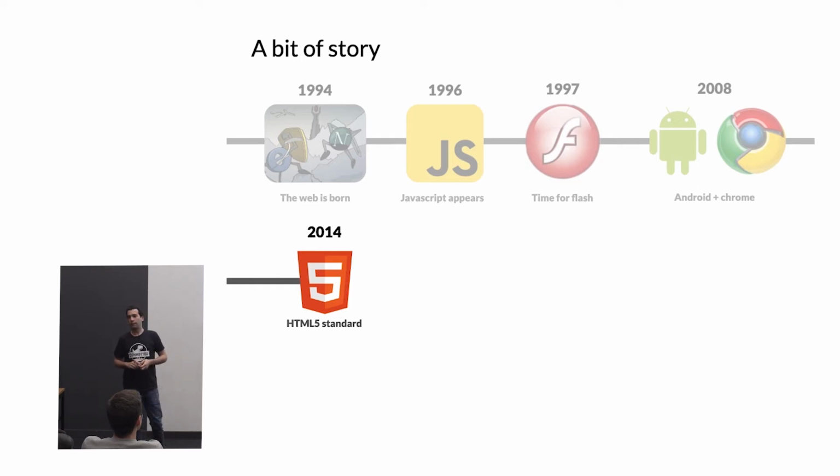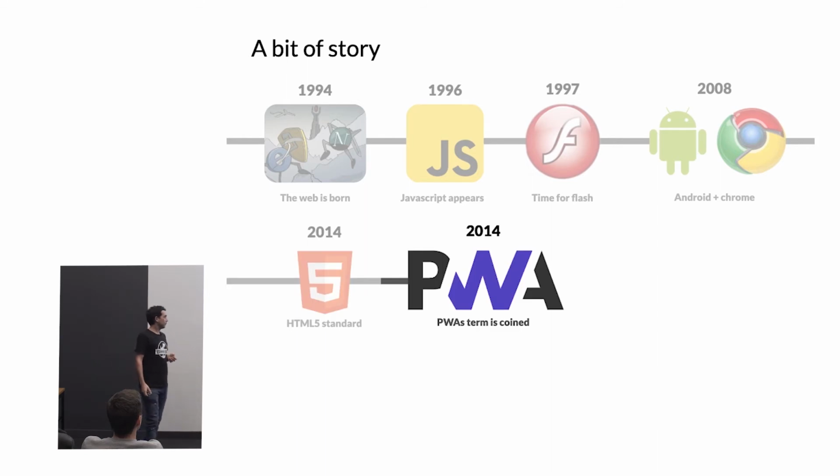2014 was the year when the HTML5 standard was finally launched. It took a lot of time to get there, but it started to give us some access to the camera or the geolocation of the user, so the web started to be more than those images and links that we saw at the beginning. The same year was when PWAs became a term. Progressive web apps became to be called like that.